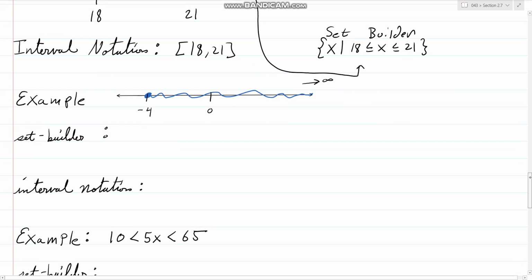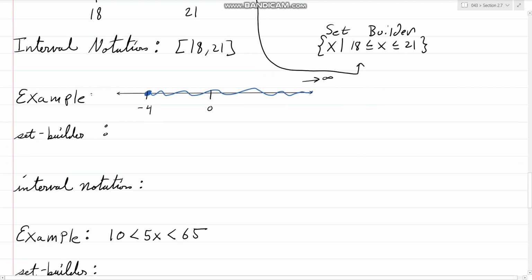All right, let's look at another example. In this example, we have a graph, and it's from -4 to infinity, and we're starting at -4, but we want to include -4. And because of that, how are we going to write that inequality? So I want x greater than -4, and since I want to include -4, it's greater than or equal to -4. Okay, so if I make this in set builder notation, it should be x such that x is greater than or equal to -4, and I just need to draw my braces around it. So that's how I can do set builder notation.